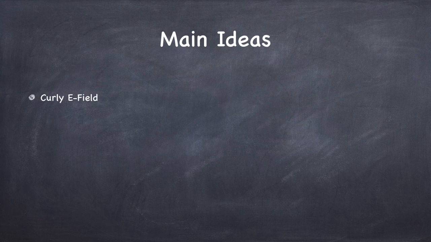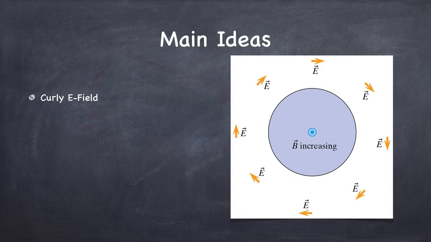It's actually a curly electric field. It's an electric field that wraps around in a fashion similar to the way a magnetic field wraps around a current source. The electric field wraps around a changing magnetic flux.